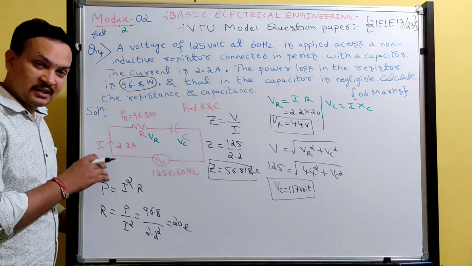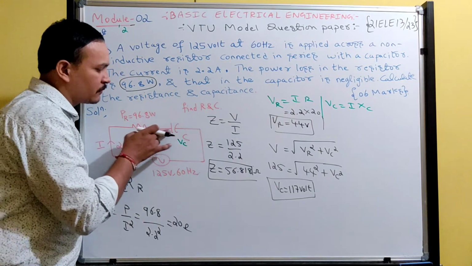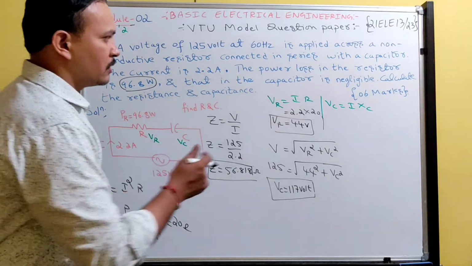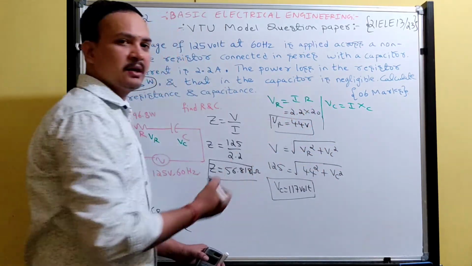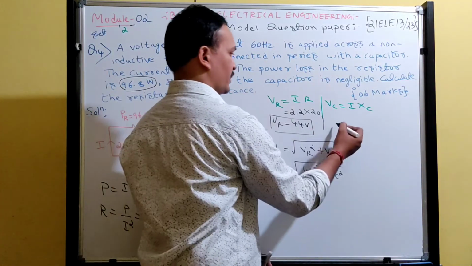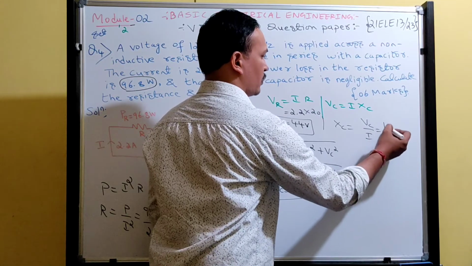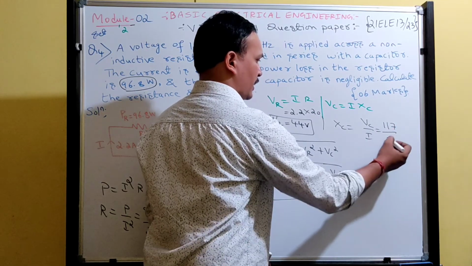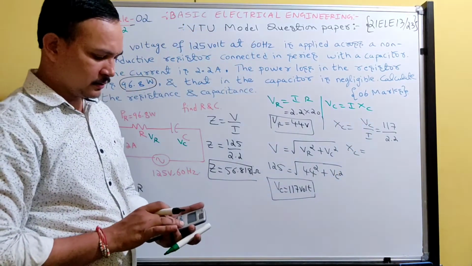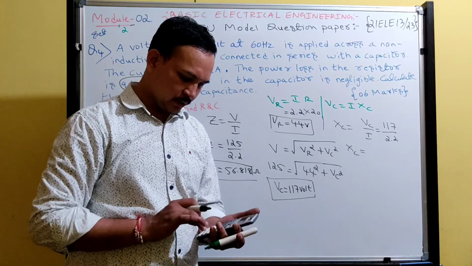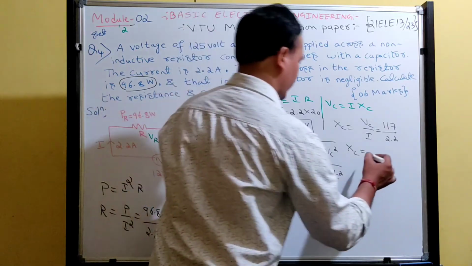Since it is a series circuit, whatever current flows in the resistor, the same current will flow through the capacitor. Now, by knowing the current flowing in the capacitor and the voltage across the capacitor, I can easily find the capacitive reactance. X_C equals V_C by I. The voltage across the capacitor is 117 and the current is 2.2. Please tell the answer: 117 divided by 2.2. How much are you getting? 53.18. Very good.